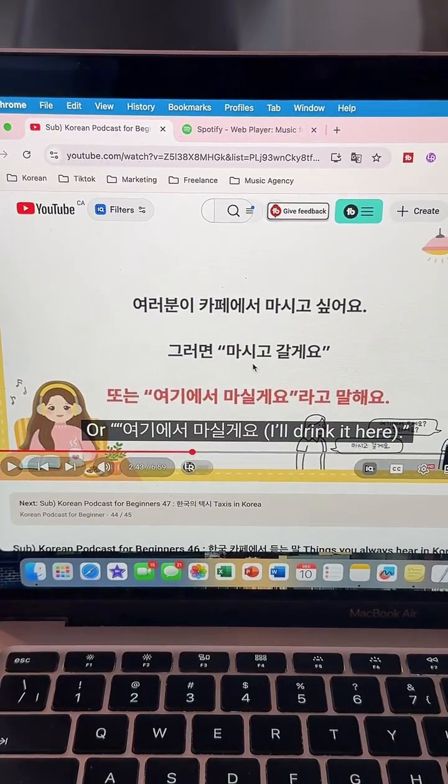We have 마시고 갈게요. So 마시고 comes from the verb 마시다, to drink. And then we have the 고 particle that normally means and, and is only used in between verbs or adjectives. And then we have 갈게요.